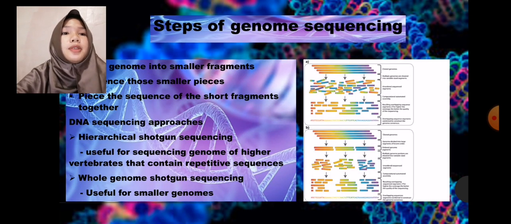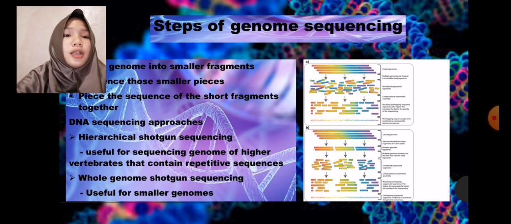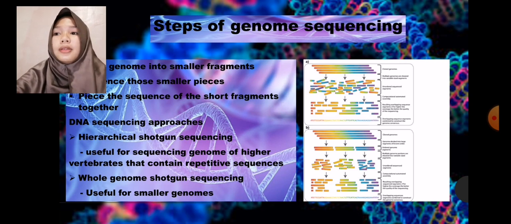So, steps of genome sequencing. Break the genome into smaller fragments, sequence the smaller pieces, and assemble the sequences of the short fragments together. DNA sequencing approaches include hierarchical shotgun sequencing, which is useful for sequencing genomes of higher vertebrates that contain repetitive sequences. So we have a figure in there, letters A and B. A is whole genome shotgun sequencing, useful for smaller genomes. Letter B is hierarchical shotgun sequencing, useful for sequencing genomes of higher vertebrates that contain repetitive sequences.